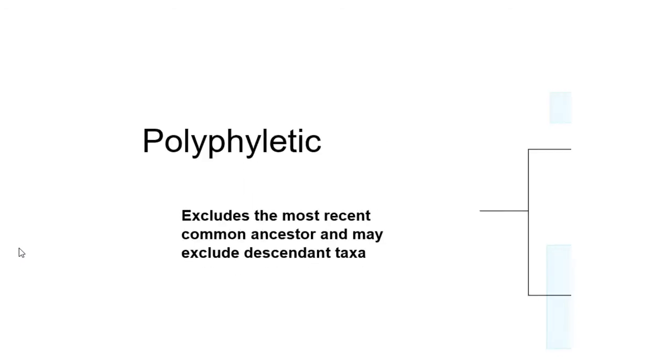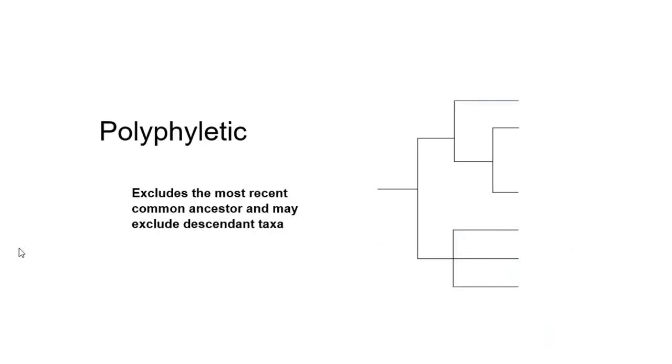What does that look like? Well, if we got all three of these groups in the polytomy and just one from the clade at the top, that would make a polyphyletic group by excluding the most recent common ancestor of the two branches. We also happen to exclude some of these descendant taxa.